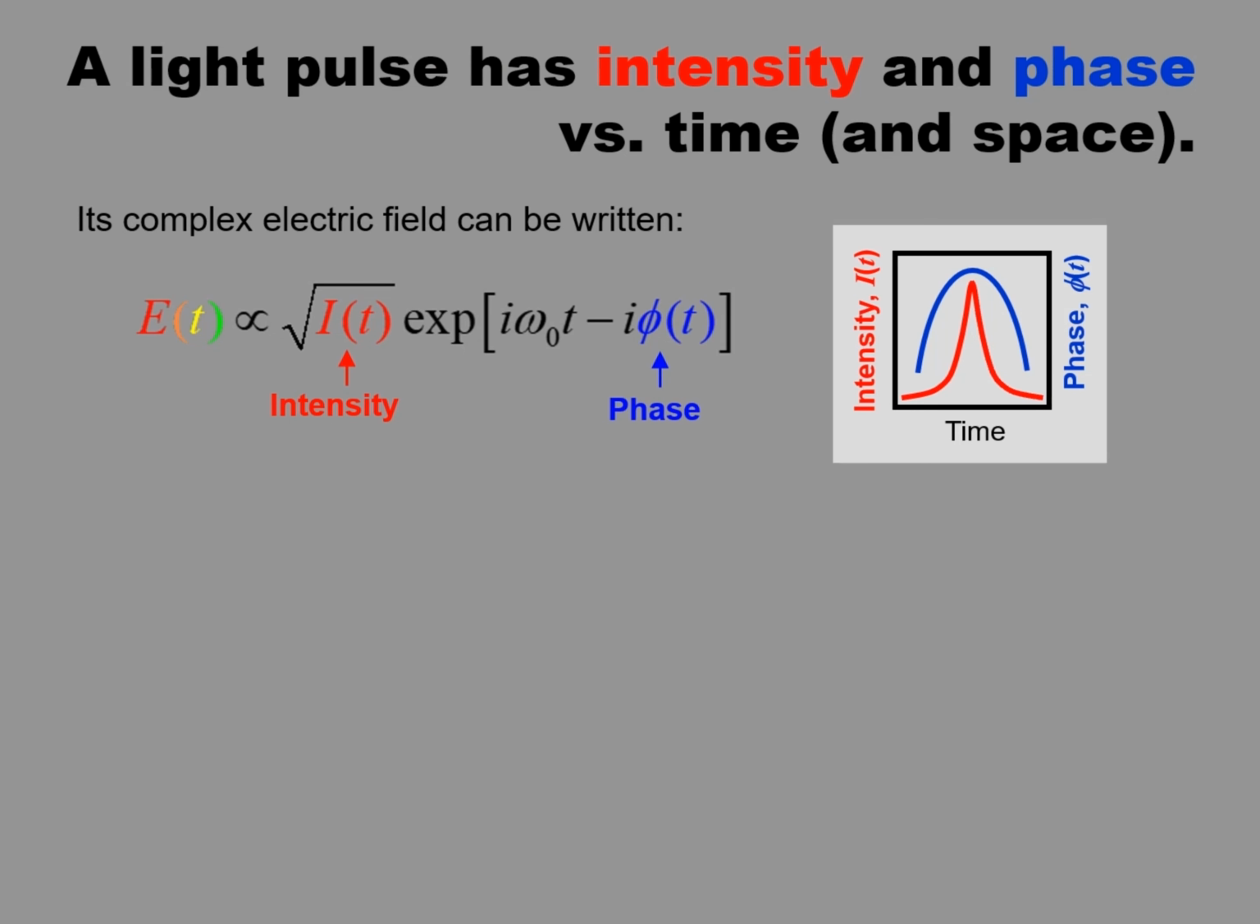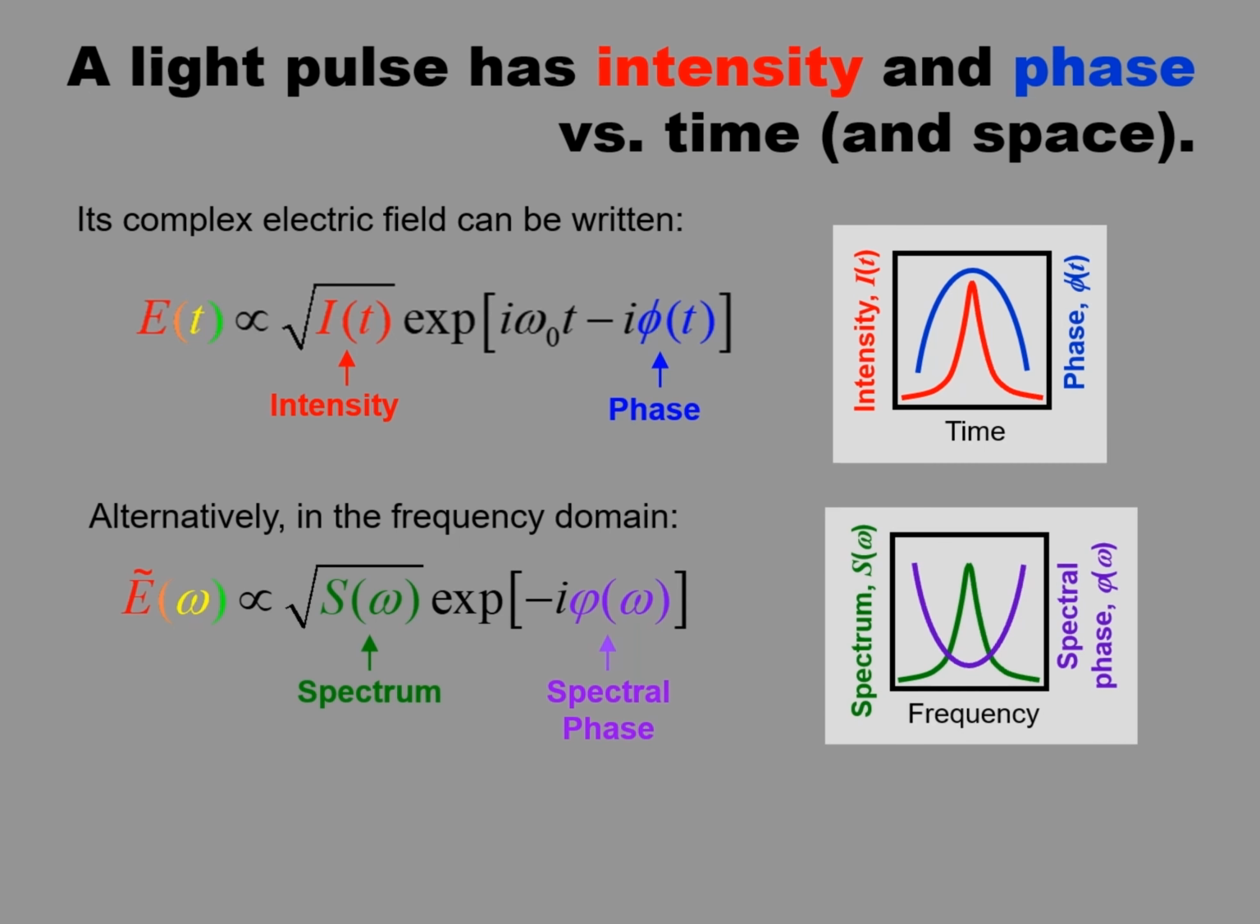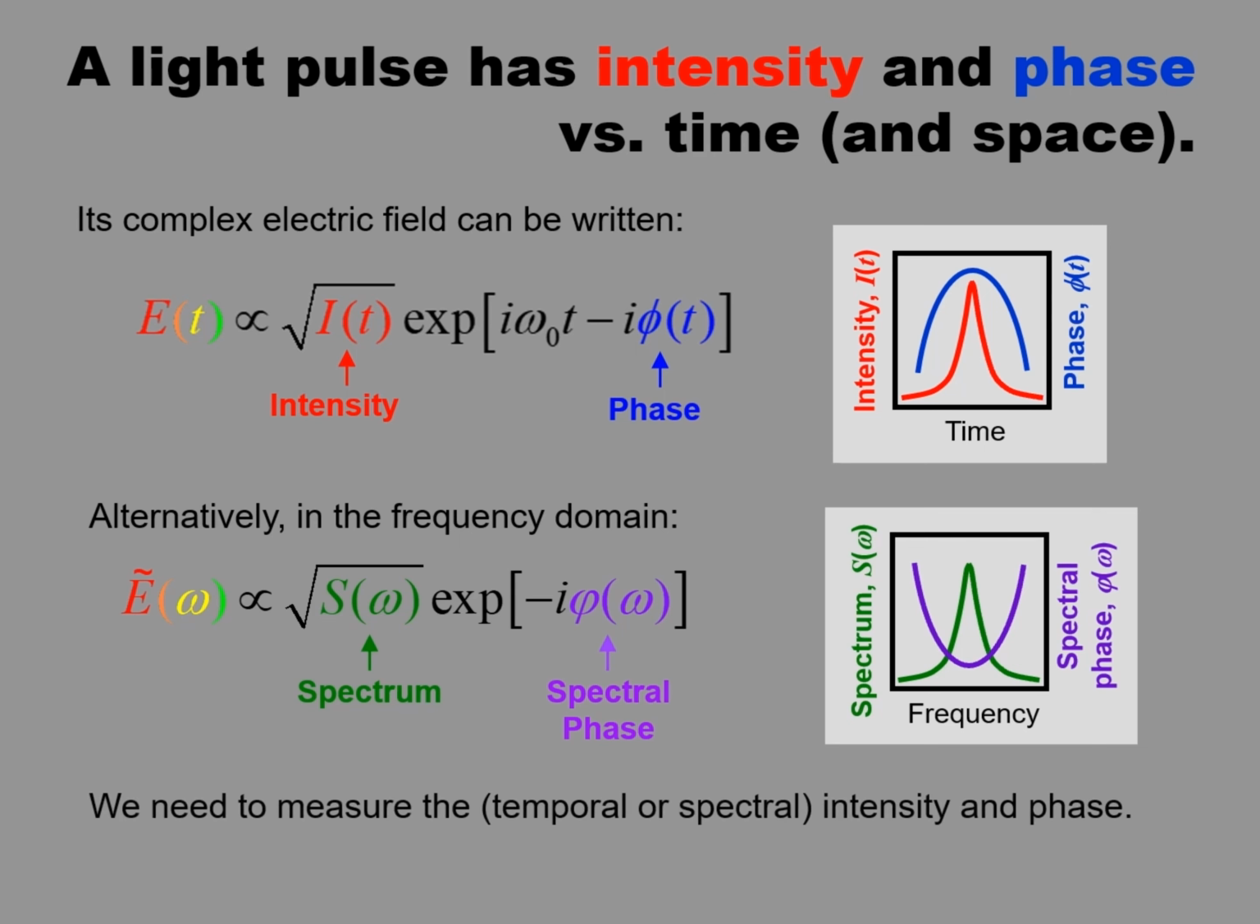First, what is it that we're trying to measure? A light pulse has intensity and phase versus time, and also space, but we'll consider space later. Its electric field versus time can be written in terms of its intensity, I of t, and its phase, phi of t. Alternatively, in the frequency domain, it can be written in terms of its spectrum, S of omega, and spectral phase, phi of omega, where we use a script phi symbol because the spectral phase is different from the temporal phase. We need to measure the temporal or the spectral intensity and phase.